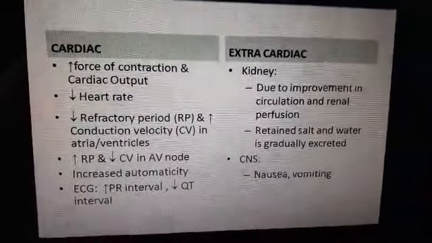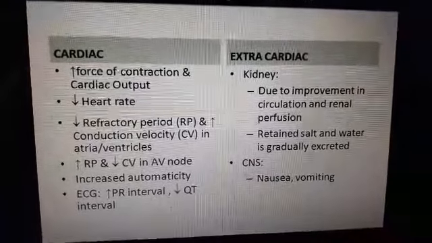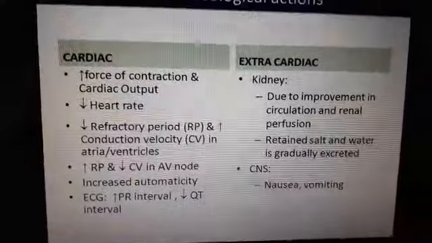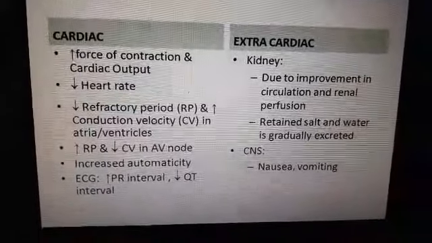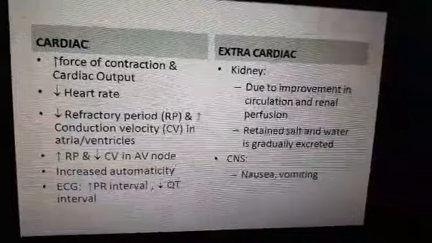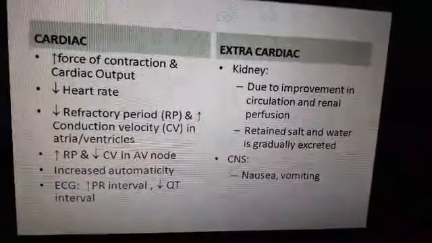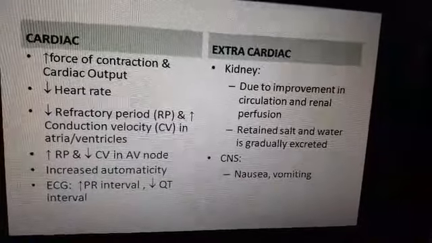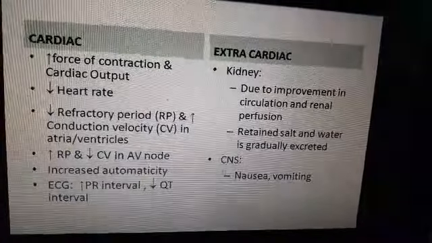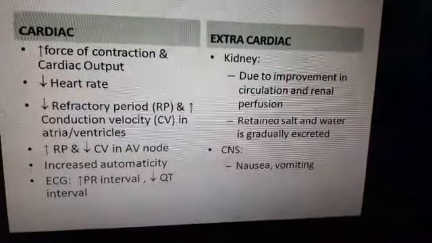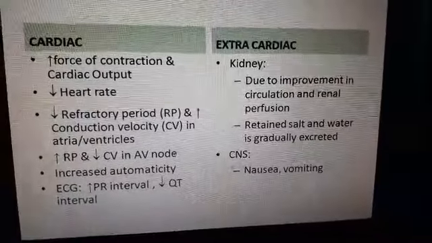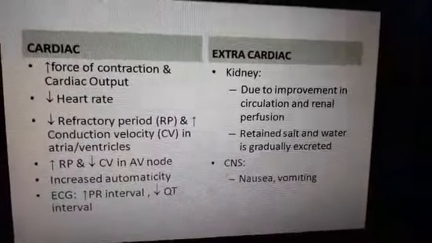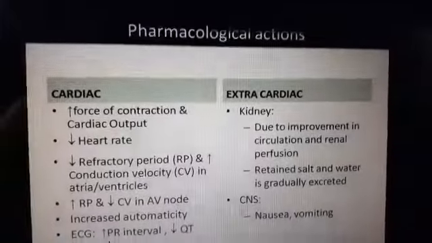And on ECG, there is increased PR interval and decreased QT interval. Increased PR interval is due to the increased refractory period in the AV node, and decreased QT interval. So both can give rise to arrhythmia. Increased PR interval can sometimes cause bradyarrhythmia, and decreased QT interval can cause tachyarrhythmia. So that's why digoxin, though it is a very good inotropic drug, because of this potential for developing different arrhythmias like tachyarrhythmia and bradyarrhythmia, its use has been restricted.